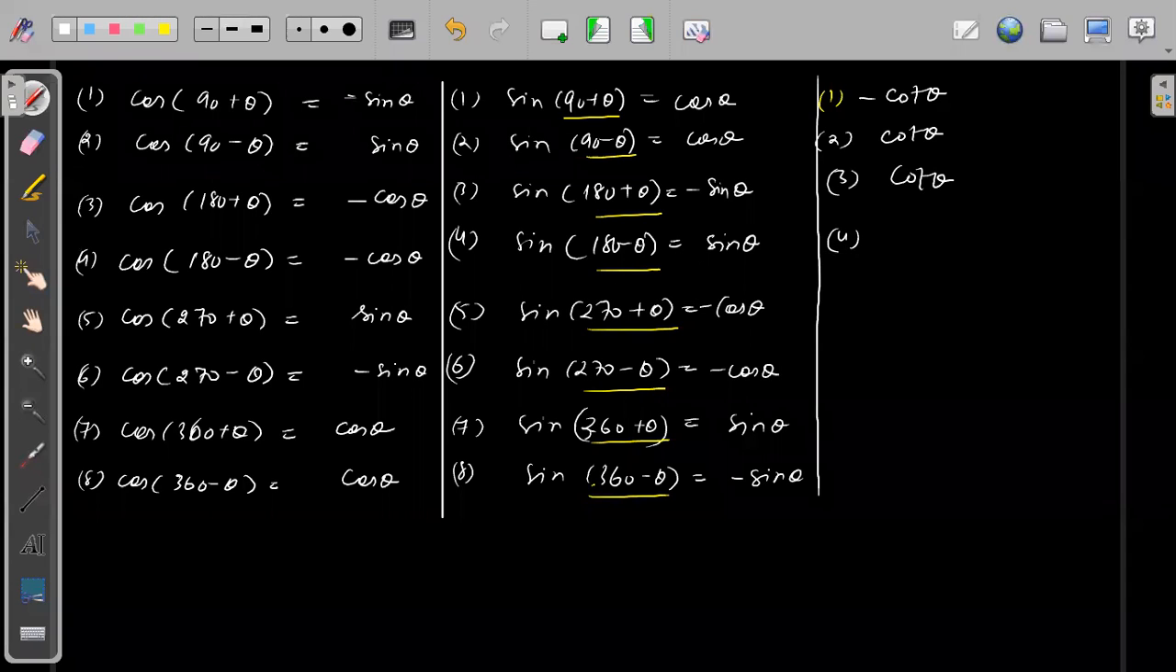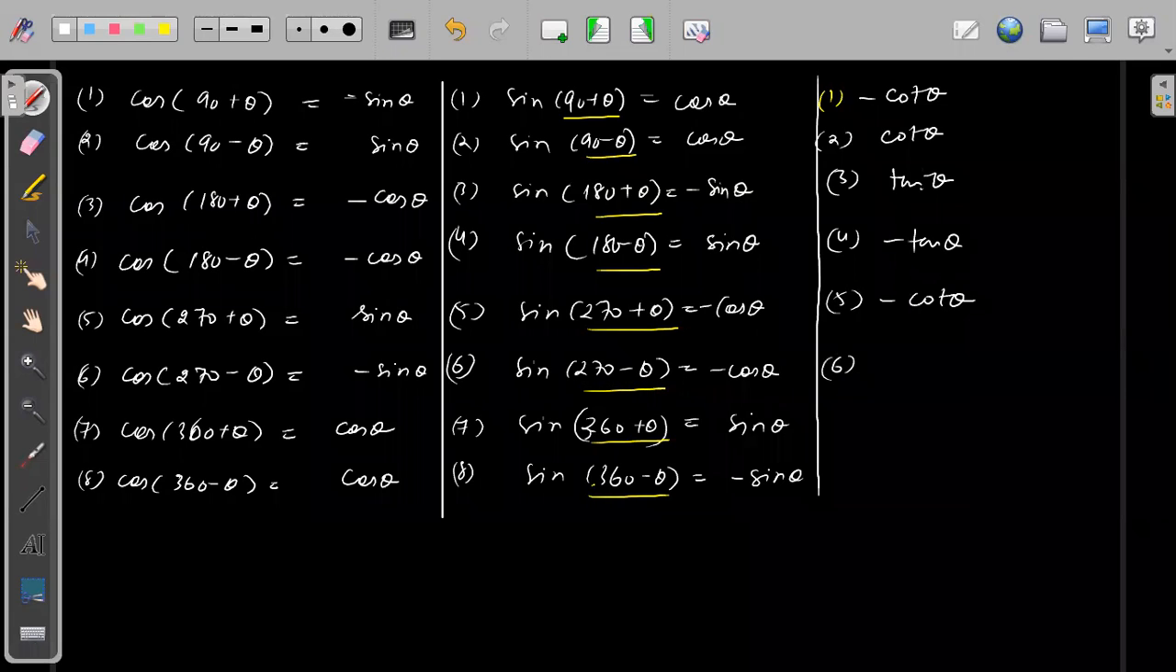Tan of 180 minus theta. Oh, sorry, tan of 180 plus theta is tan theta. Tan of 180 minus theta is minus of tan theta. Very good. Fifth, tan of 270 plus theta, minus of cot theta. Very good. Sixth, tan of 270 minus theta, cot theta.